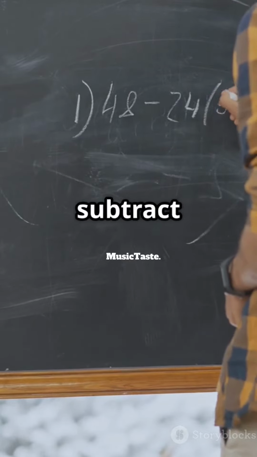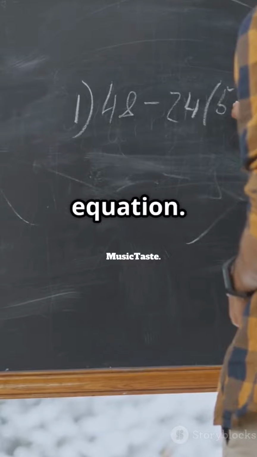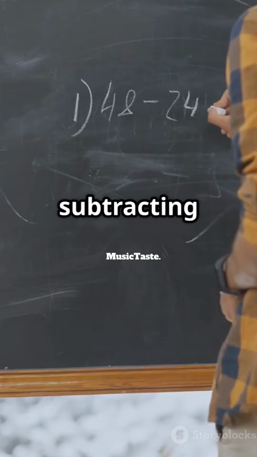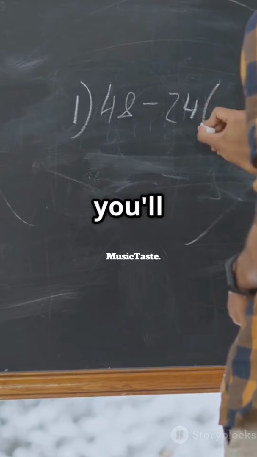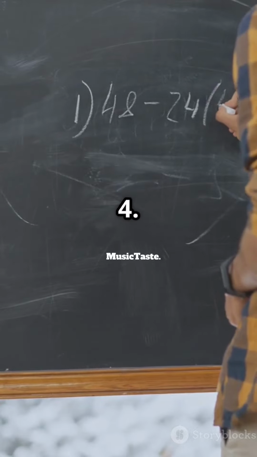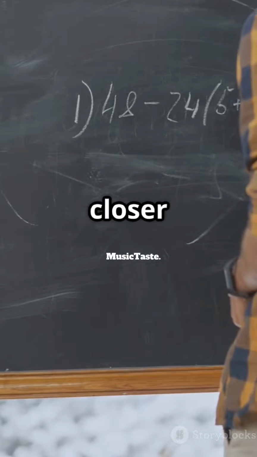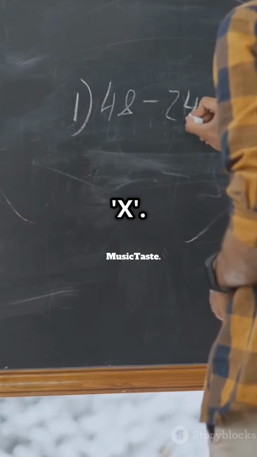To do this, you'll subtract 3 from both sides of the equation. This keeps the equation balanced while simplifying it. After subtracting 3 from both sides, you'll be left with 2x = 4. Now, the equation is much simpler, and you're one step closer to finding the value of x.